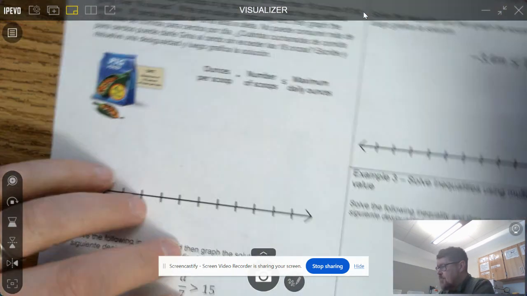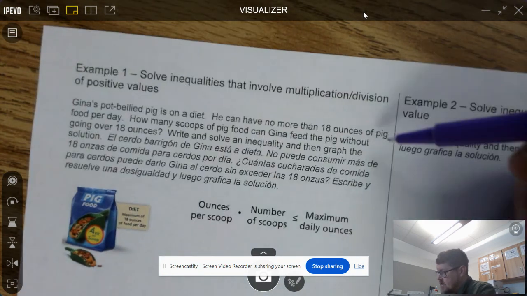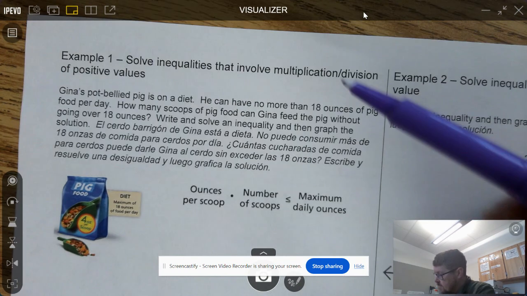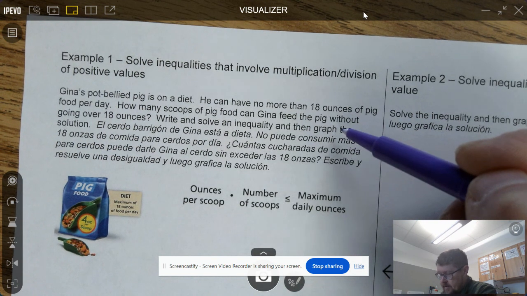All right. Gina's pot-bellied pig is on a diet. You can have no more than 18 ounces of pig food per day. How many scoops of pig food can Gina feed the pig without going over 18 ounces? Write and solve an inequality, and then graph the solution.